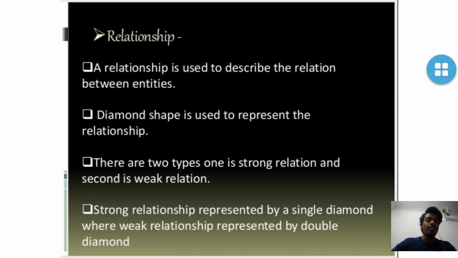And the relationship. A relationship is used to describe the relation between entities. A diamond shape is used to represent the relationship. There are two types: one is strong relation, and the second is weak relation. Strong relation is represented by a single diamond, whereas weak relation is represented by a double diamond.